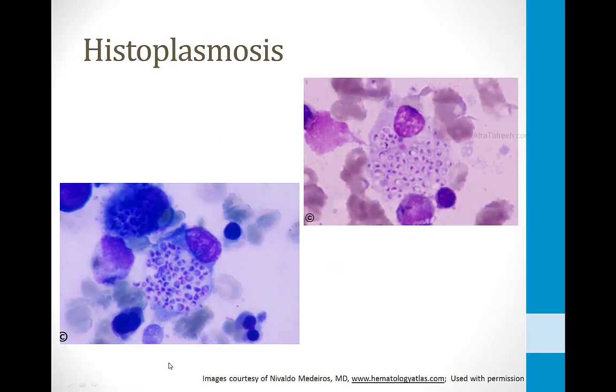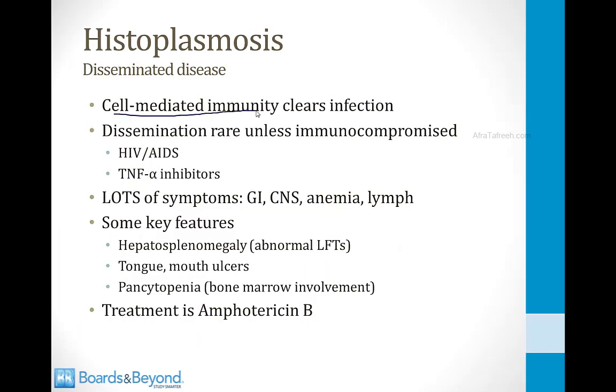And here are two pictures of macrophages filled with the yeast cells of histoplasmosis. And remember, this is a very small fungi, so many of them can fit inside one white blood cell like you see here. The cell-mediated immune system is very important for clearing this fungal infection, and that's another analogy to tuberculosis. The cell-mediated immune system is important in tuberculosis as well. This fungi can disseminate, but that's very rare unless people are immunocompromised.